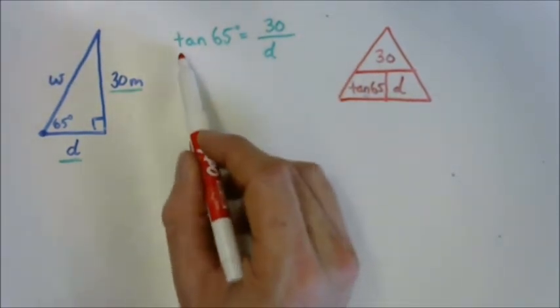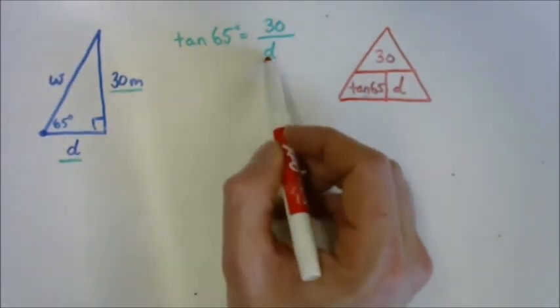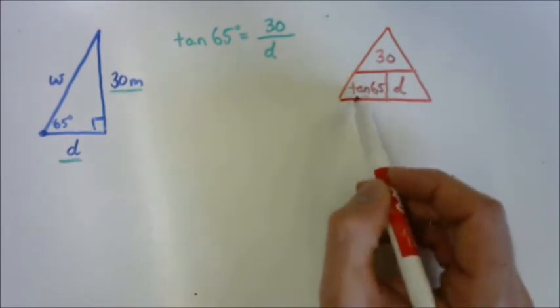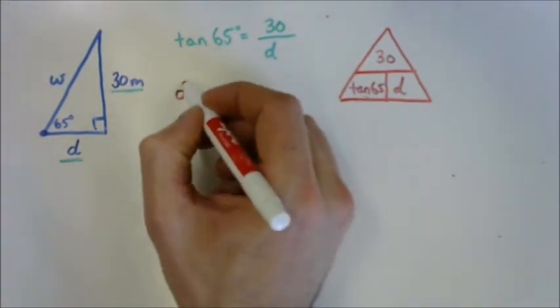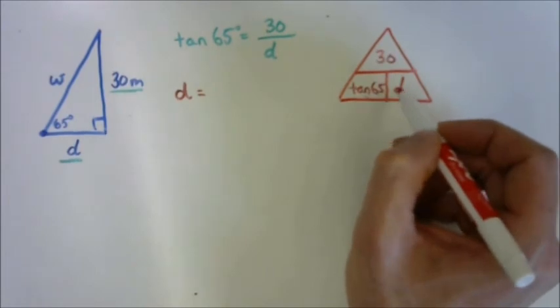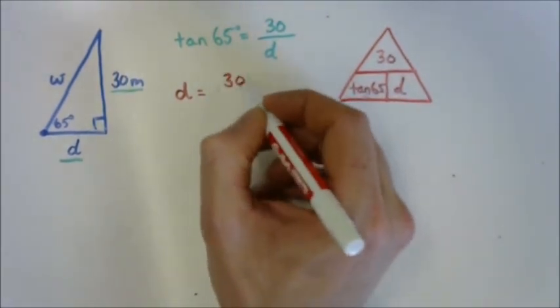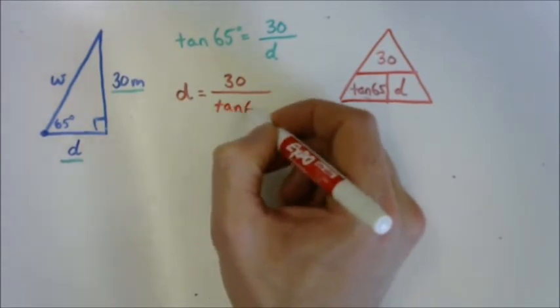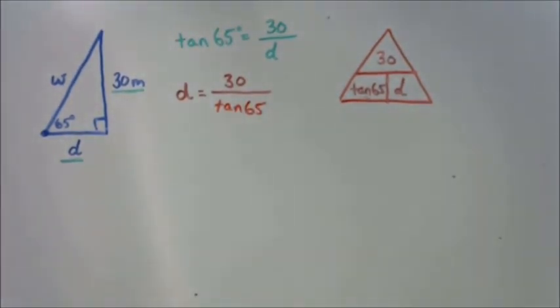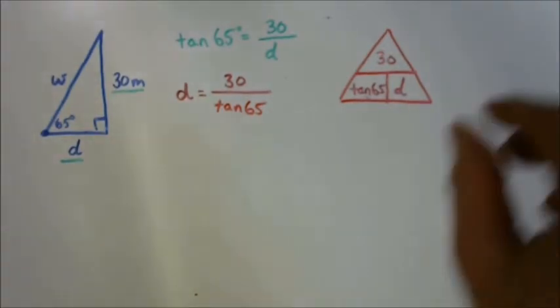And it's true. Look what we've been given. The tangent of 65 is equal to 30 over d. That's exactly what we said. We're trying to find d. So our triangle tells us that using these values, d is equal to 30 over the tangent of 65. Okay? That's how to do it using a division triangle.